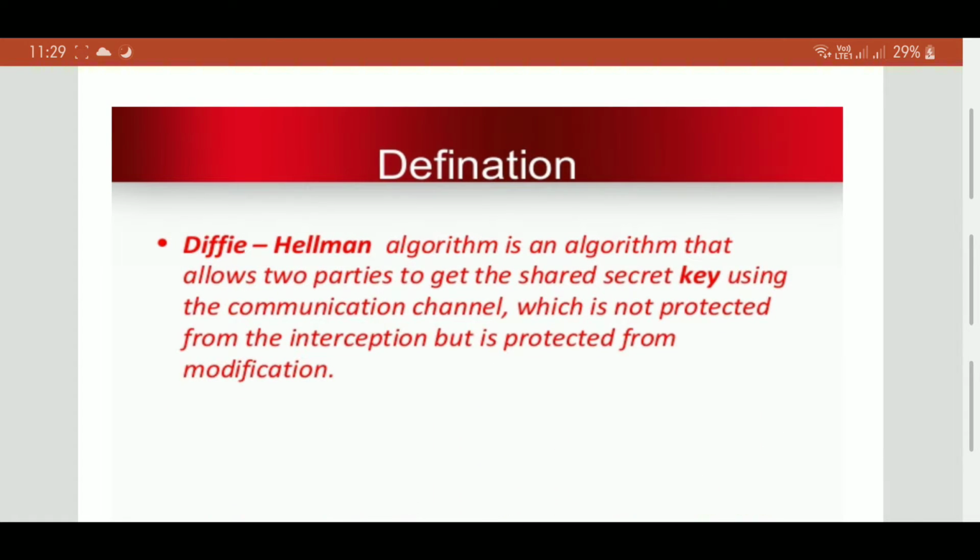Definition: Diffie-Hellman algorithm is an algorithm that allows two parties to get a shared secret key using a communication channel which is not protected from interception but is protected from modification.